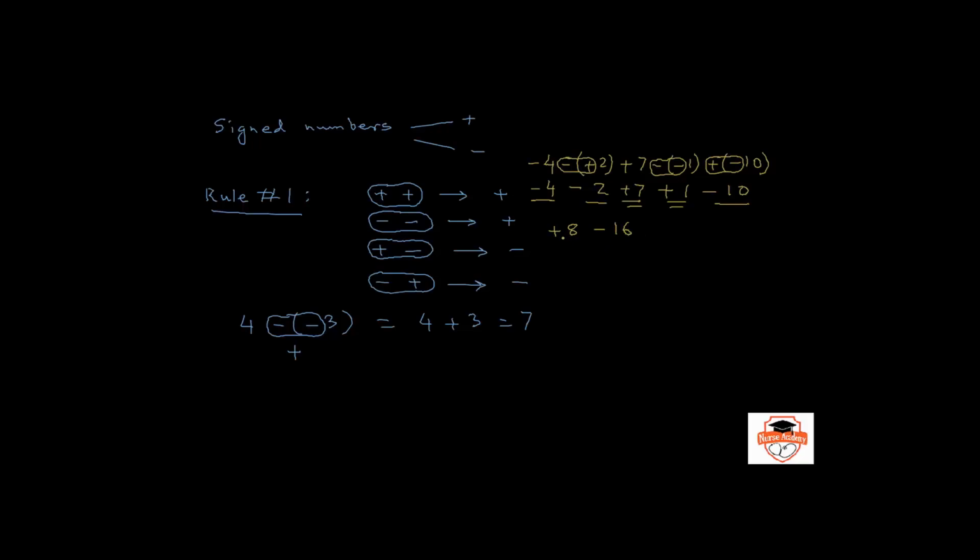I said that whichever side is heavier determines the sign of the answer. So the answer is going to be negative. Negative how much? 16 minus 8 is 8. So negative 4 minus positive 2 plus 7 minus negative 1 plus negative 10 combine to give you one single number, which is negative 8.